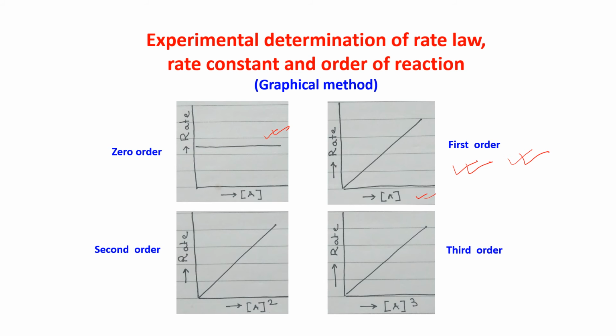Suppose it is not coming in this also, you are not getting a straight line. Then you make the cube of A and you plot a graph of A cube against rate. And now you are getting a straight line. That means it is a third order reaction. So by plotting the graph, you can say what is the order of that particular reaction. Now, if it is not following this, then it may be a fractional one. Some other methods are there. Okay.